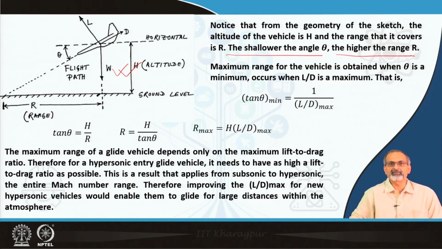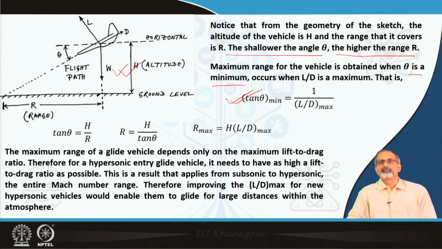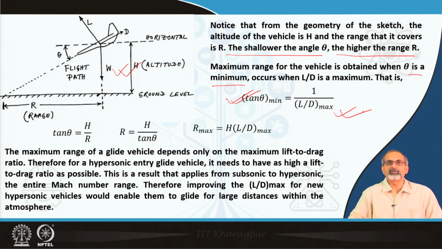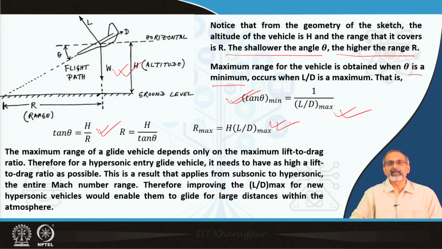The maximum range for the vehicle would be obtained when theta is minimum, and therefore tan theta minimum would simultaneously mean that you have a maximum value of L by D, and that also means that you will have the highest possible range. Therefore, from the range and altitude point of view, this is the way you explain it: the L by D max that you can manage helps you get to the maximum range.